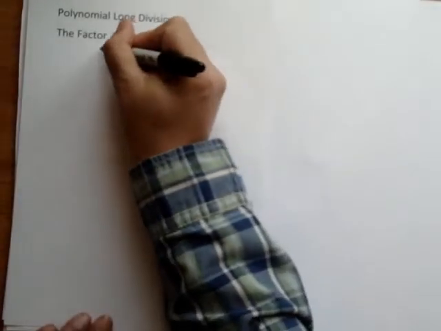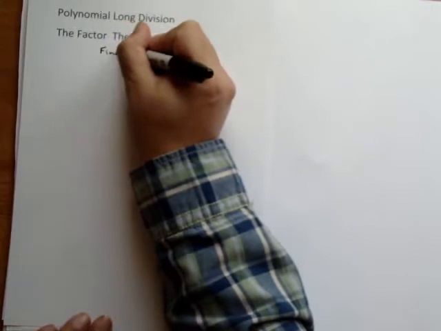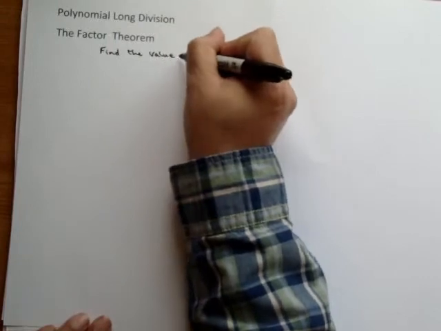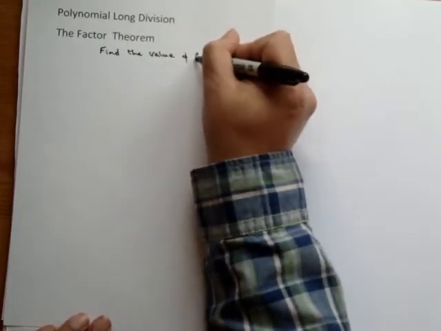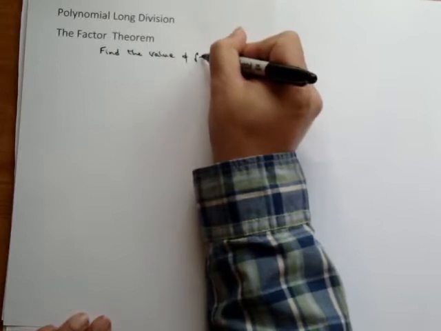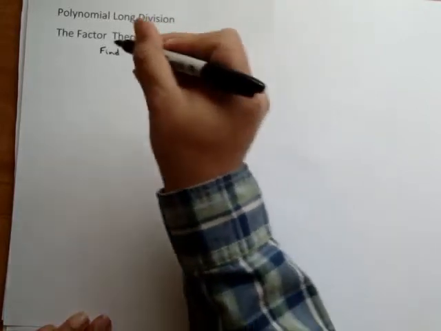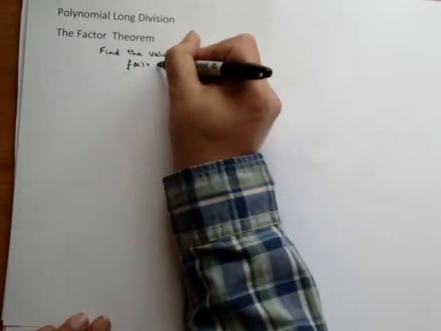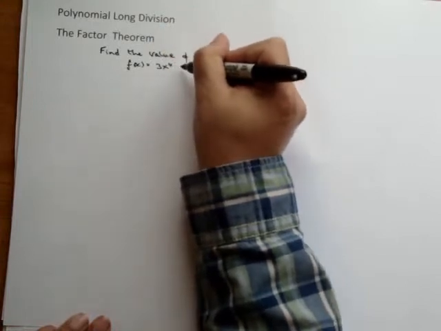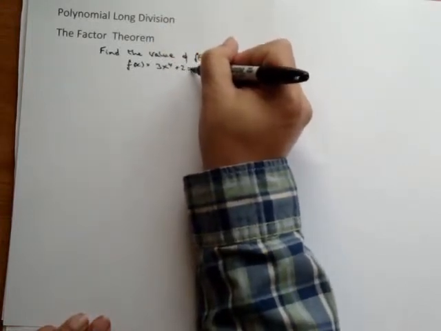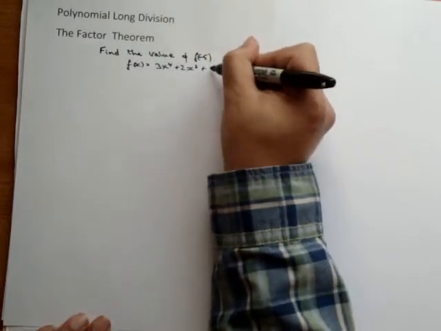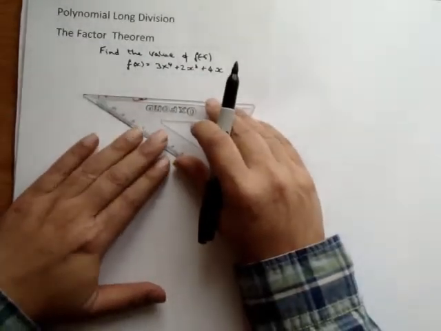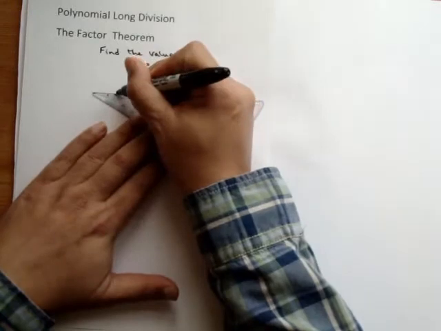So if we had to find the value of f of minus 5, and f of x is 3x to the power 4 plus 2x to the power 3 plus 4x. So let's have a look at how to set up our polynomial long division.